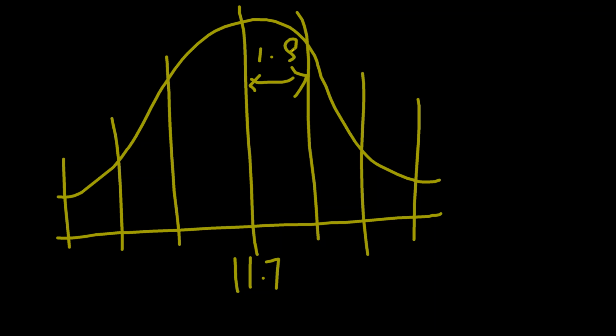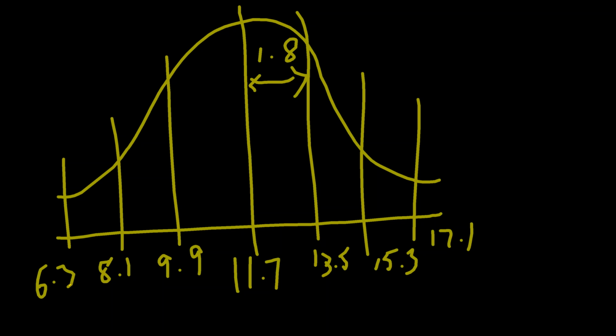Okay, let us add 1.8 to 11.7. So 13.5. So this point is 13.5. Another 1.8, 15.3. Another 1.8, 17.1. Okay, now minus 11.7 minus 1.8, 9.9. Minus 1.8, 8.1. Minus 1.8, 6.3. So just imagine what we have done with this project.